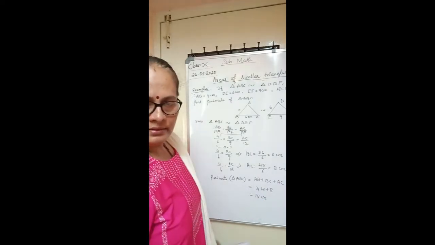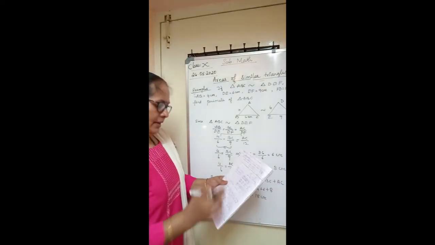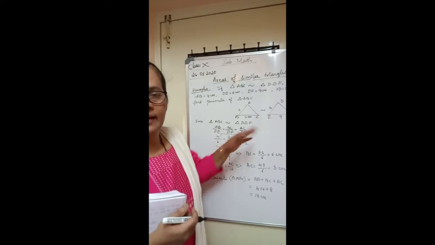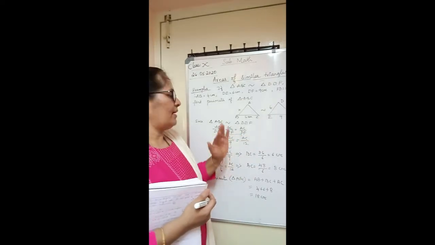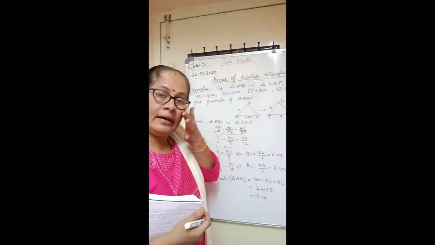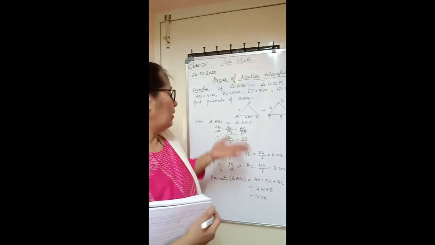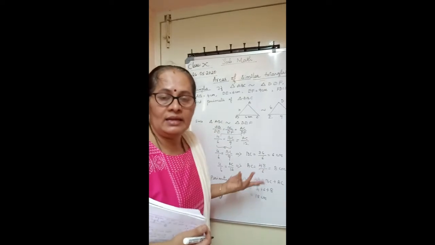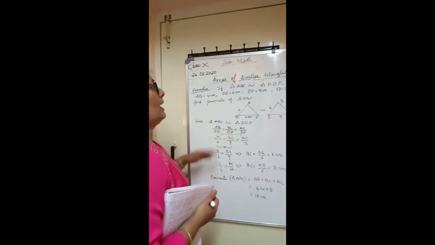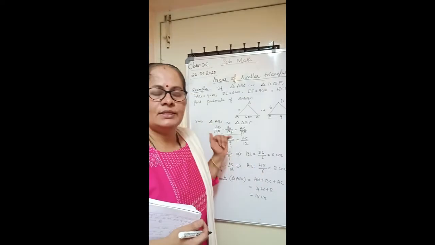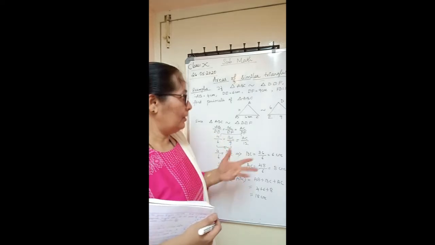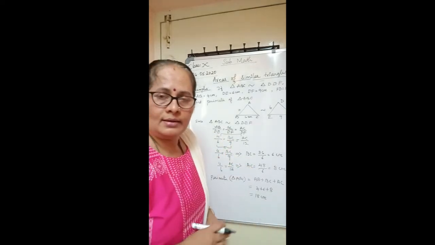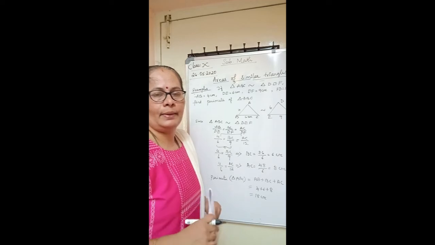Right? So like this, you compare the two triangles and find the similarity criterion, and find whatever you want. If you want to find the length of the median, or if you want to find the ratio of the perimeters or ratio of the areas, all these we can calculate using areas of similar triangles. Then one more very important example which is there in your textbook. That's the last example.